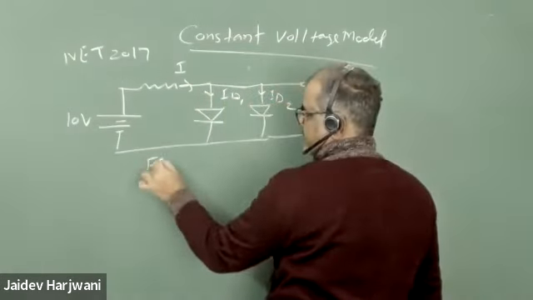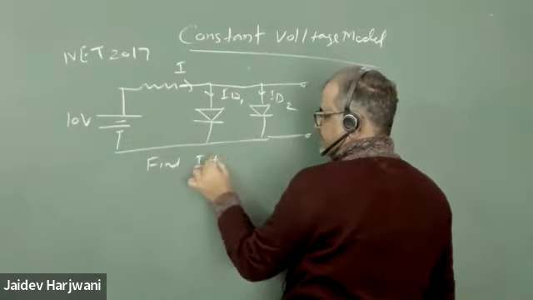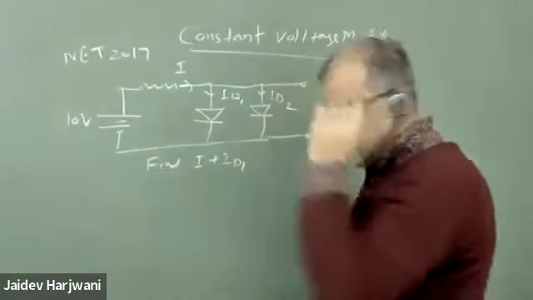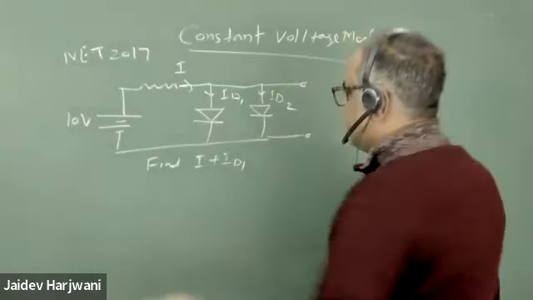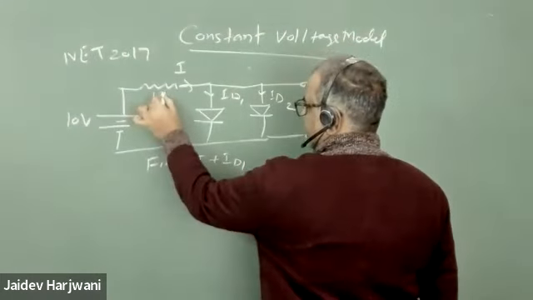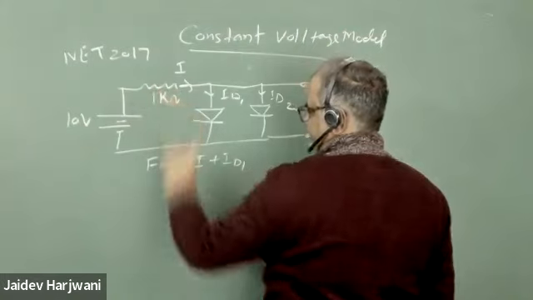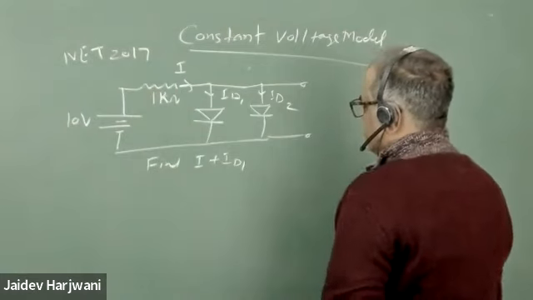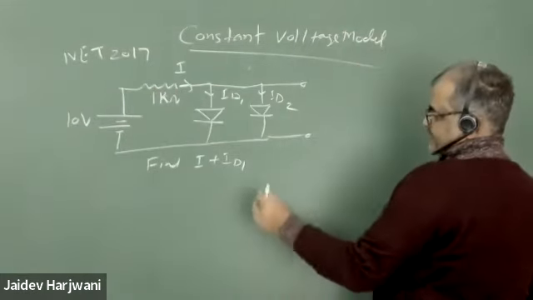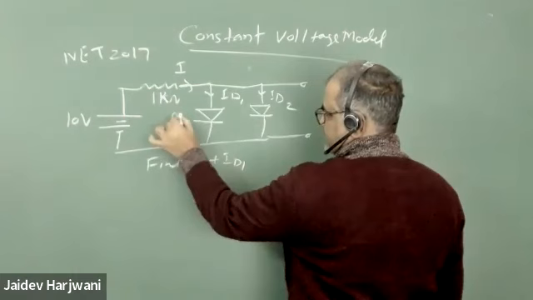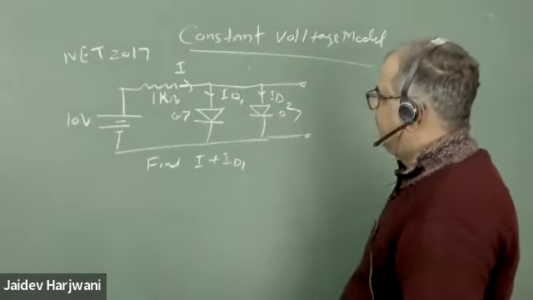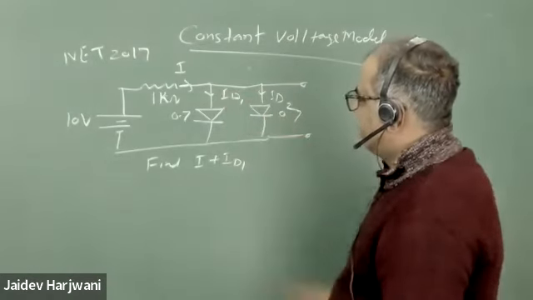They say find I plus ID1. So it is a pretty simple question. The resistance value they have given is 1 kilo ohm, and they say the diodes are silicon. Silicon p-n junction, so you can replace them by 0.7 volt when they are forward bias. And of course you can see this when you make them open.